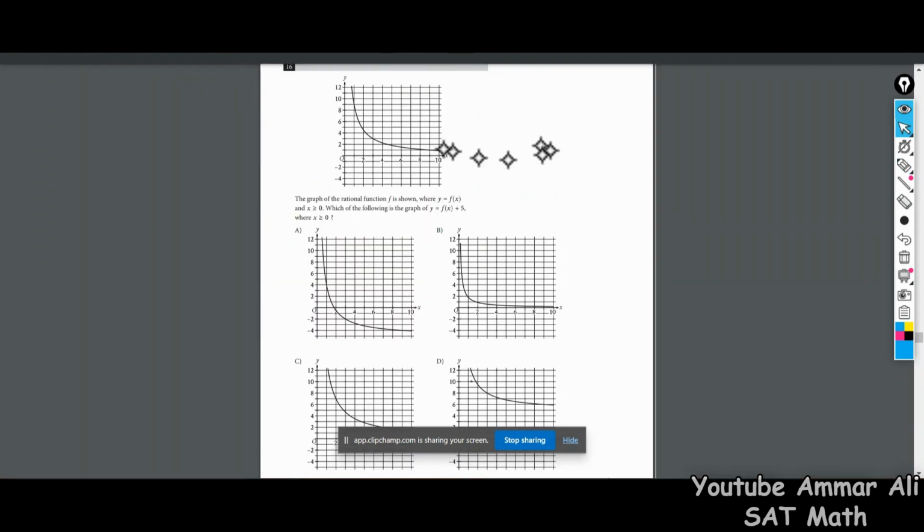They give us a graph over here, some sort of function y equals f of x. And what are they asking us? They are asking us how the graph would look if we shifted it up 5. Because what are they doing here? They're giving us a second graph, y equals f of x plus 5. And they want to see which of these answers looks like that. So the only one that is shifted up by 5 units is D.